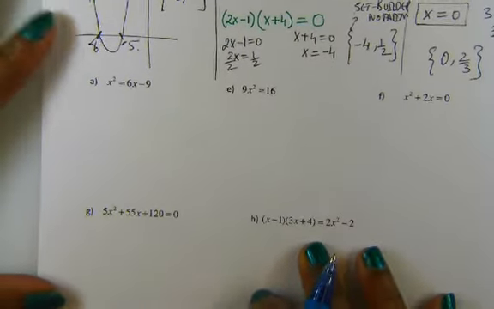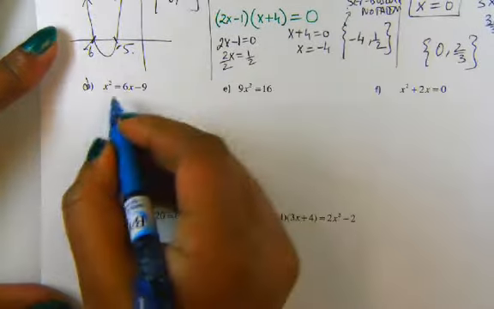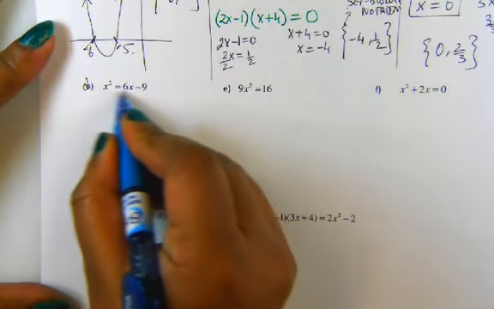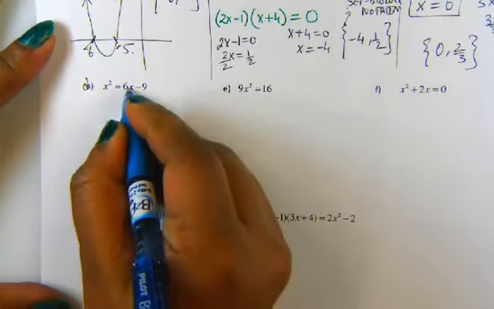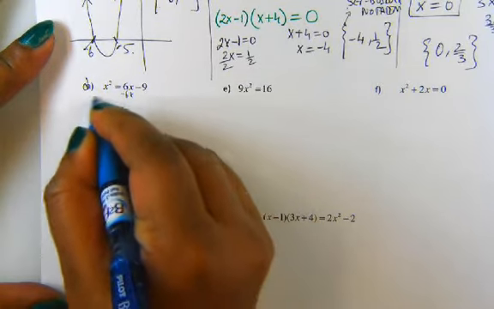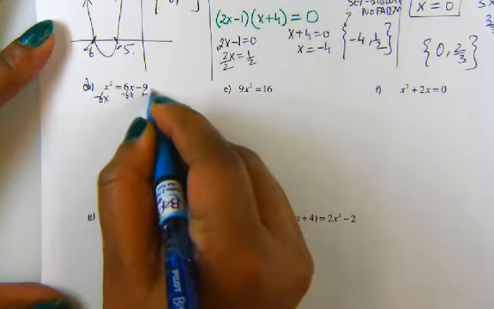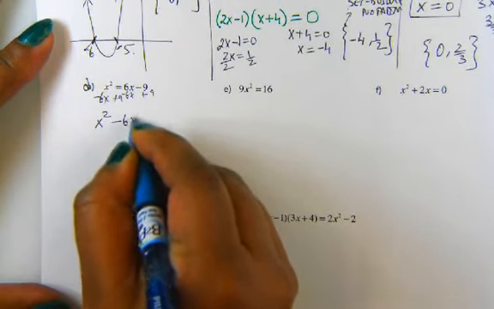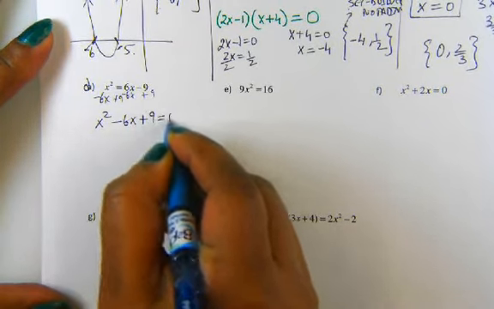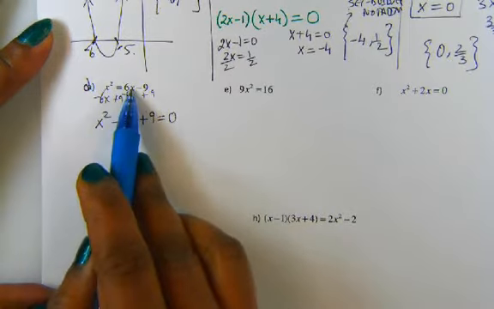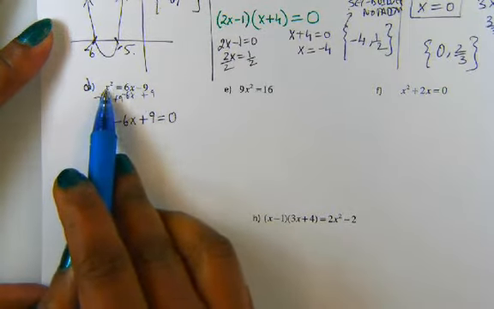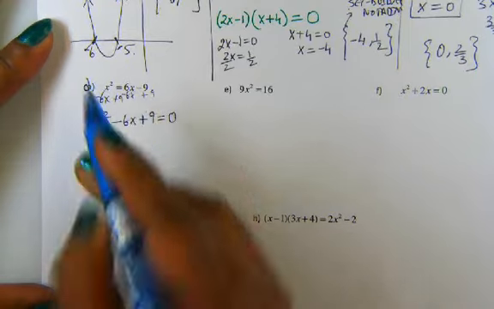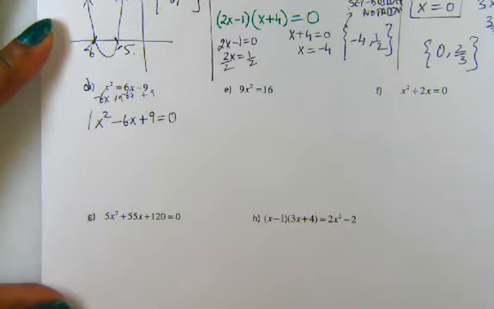Now moving on to the next one. Again, it's not written in standard form, so we need to move the 6. We need to move the 9. So it looks like x squared minus 6x plus 9 equals 0. Don't move the x squared, because if I move the x squared, this is positive, it will become negative. We want a positive leading coefficient.